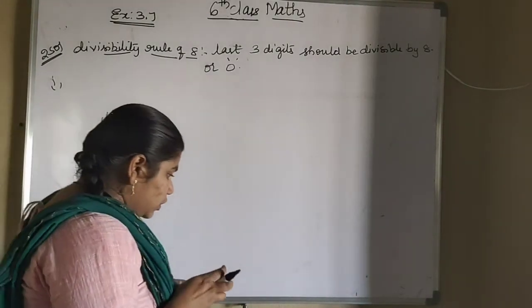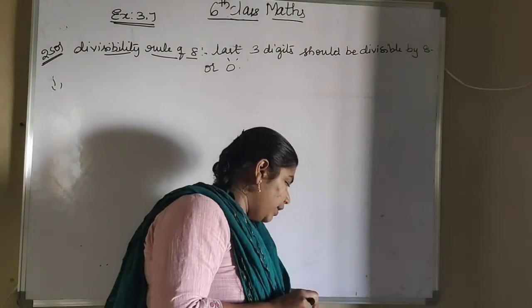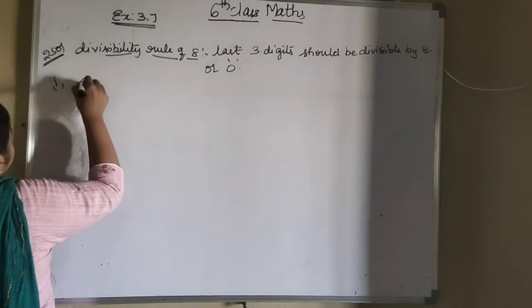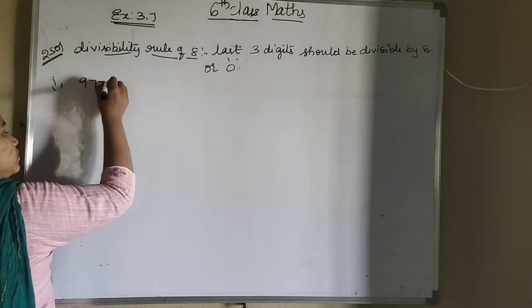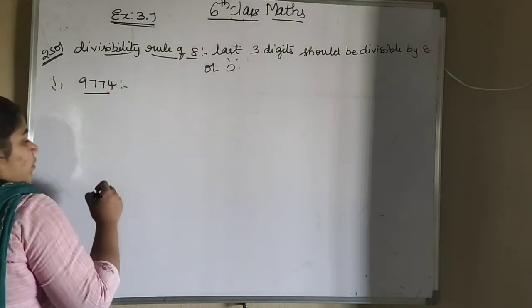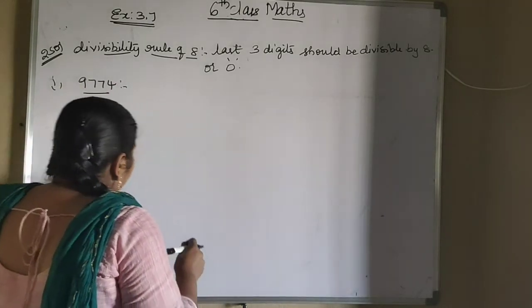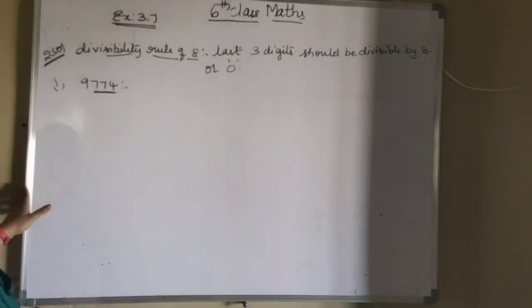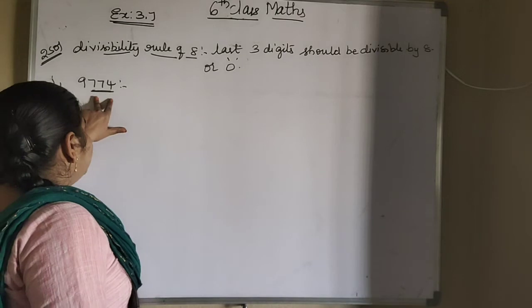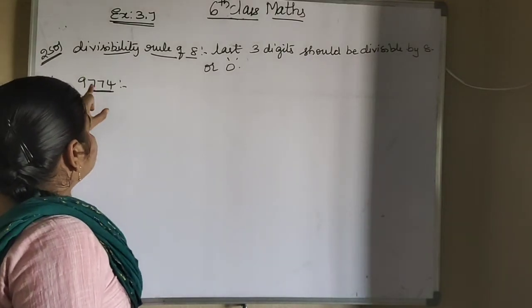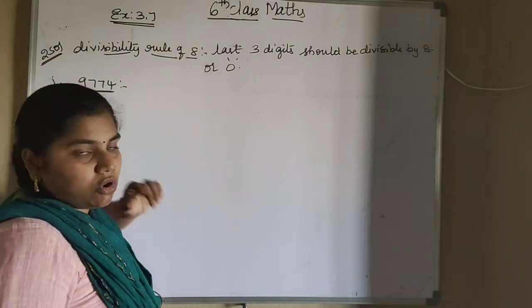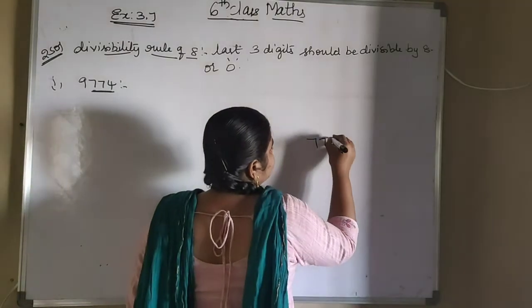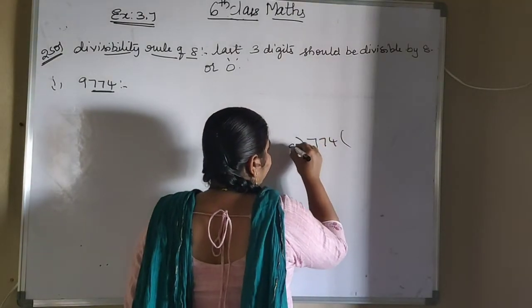Now the first one. What is the first number? 9774. Now, what are the last three digits? 774 is the last three digits. If these three digits are divisible, 9774 is also divisible. So now you divide 774 by 8.